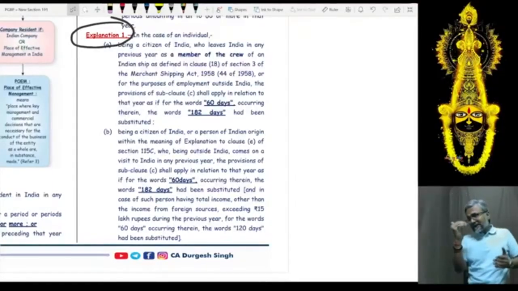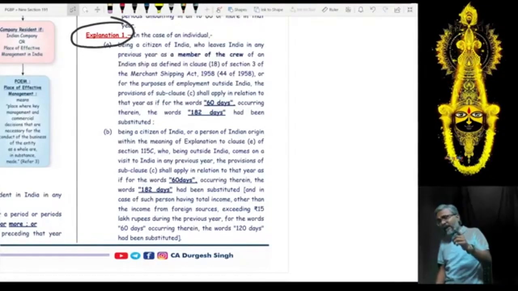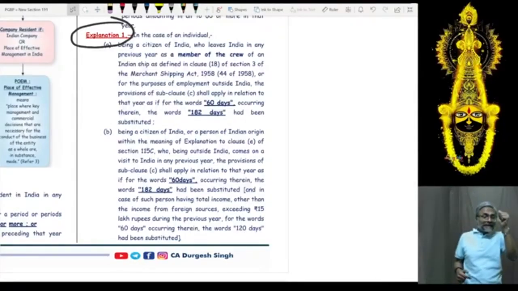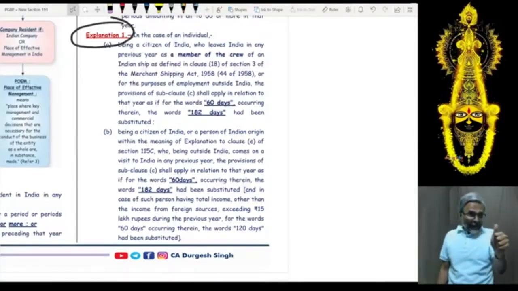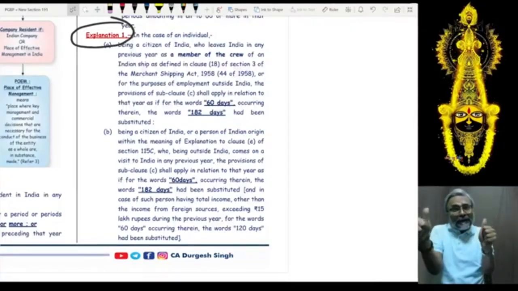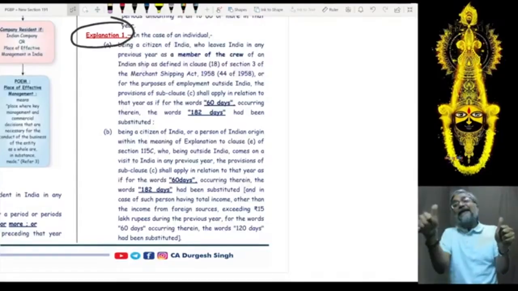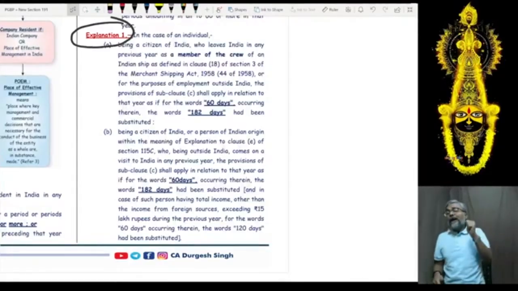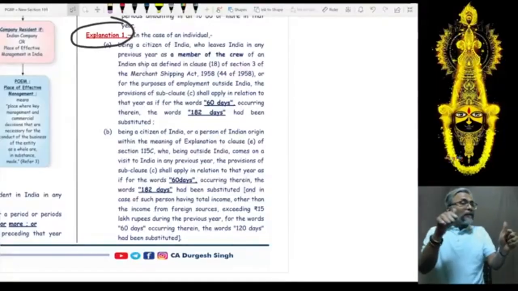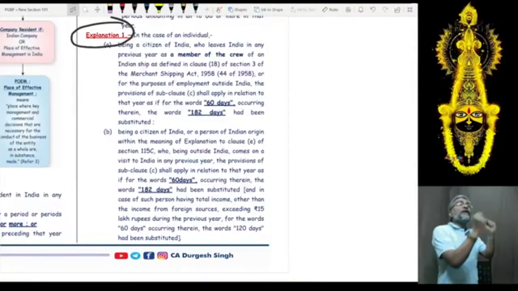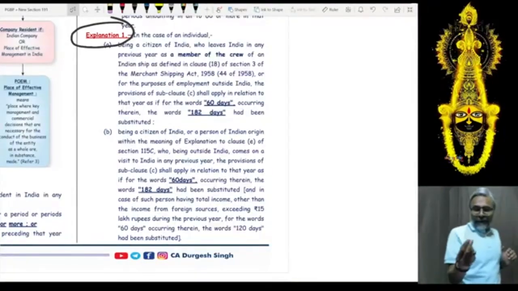Now let's come to the second situation where only the first basic condition is applicable. The second case happens to be when a citizen of India, be careful, a citizen of India or a person of Indian origin, can you see, in this case the second point is also being attached now. So what I have told you, either a citizen of India or a person of Indian origin, as the case may be, comes to India for visit purpose. He is coming to India for what? For visit purpose, students.